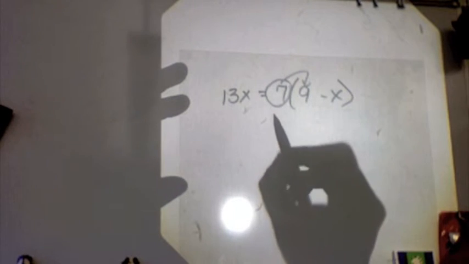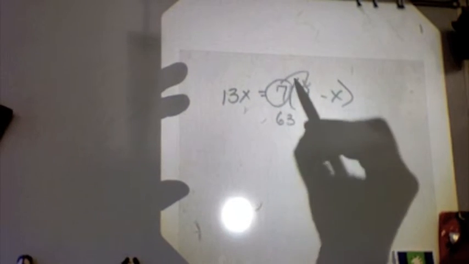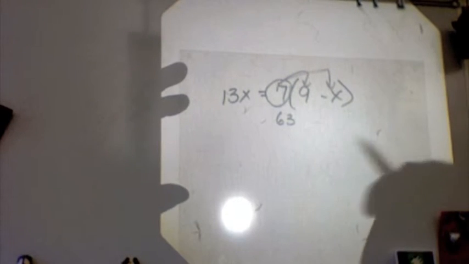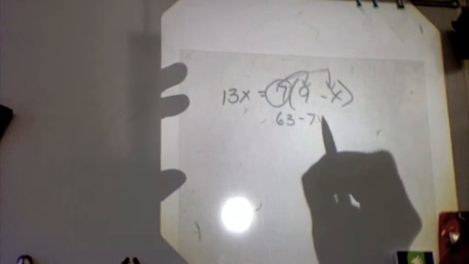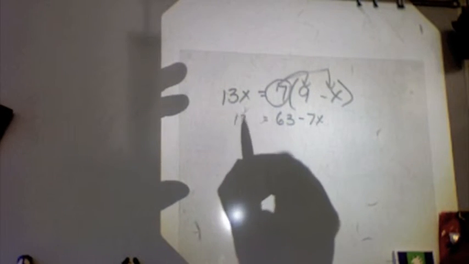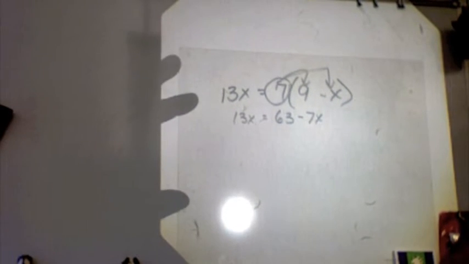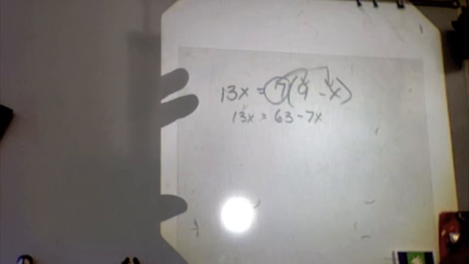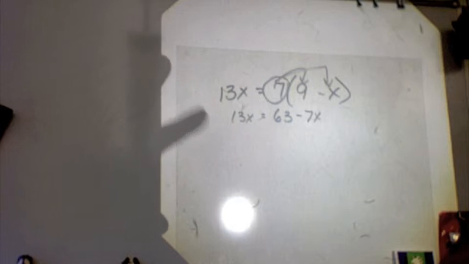7 times 9 is what? 63. And then this term times this negative, and I get negative 7x. Now I've circled and solved. Bring it on down. Okay, everybody okay with that? What's our next step? Get rid of 63. Subtract 63 on both sides. Do I want to do negative 63? No, negative 7x over there.